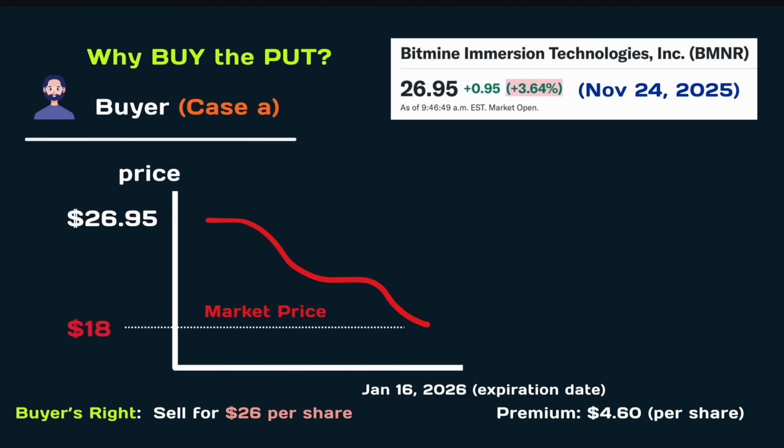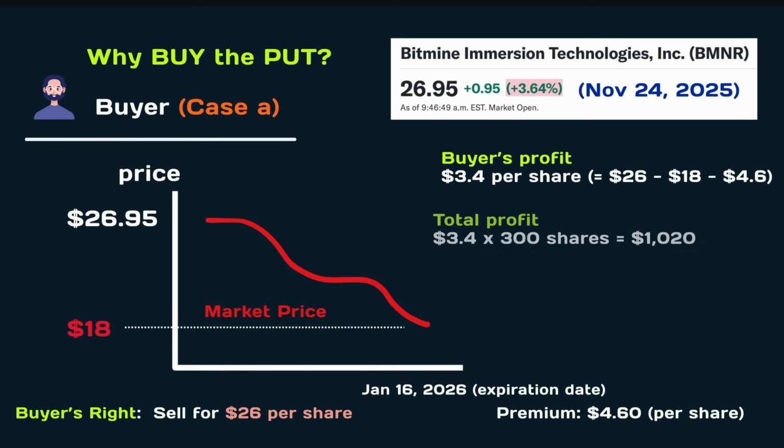So when we calculate the profit that the buyer earns per share, here's the calculation. There's that $8 difference that the buyer is going to earn by being able to sell you each share for $26. But because the buyer had to pay a premium to enter this position, the $4.60, we had to incorporate that into the profit that the buyer gets. In this case, when you do the calculation, it works to be $3.40 per share. And because he bought 3 options, that stands for 300 shares. His total profit is going to be $3.40 multiplied by 300 shares to give him $1,020.